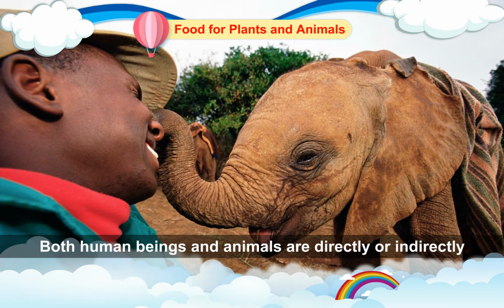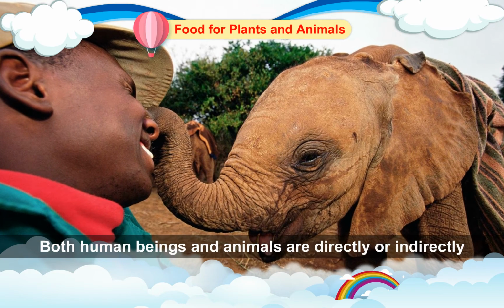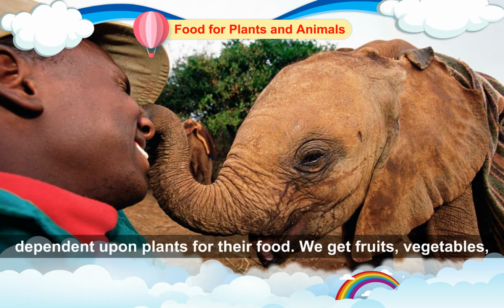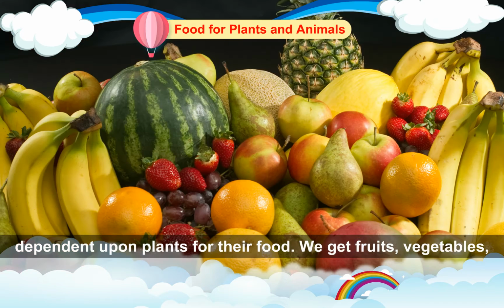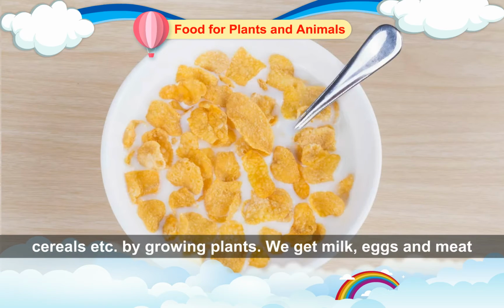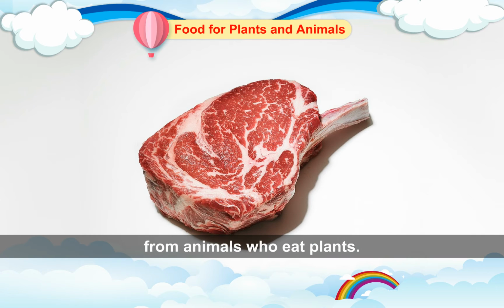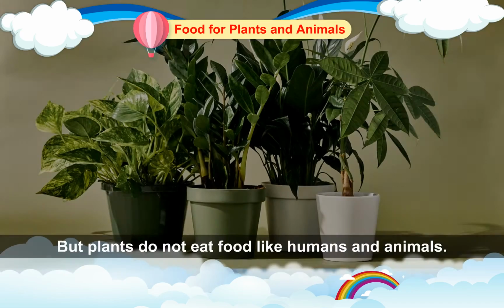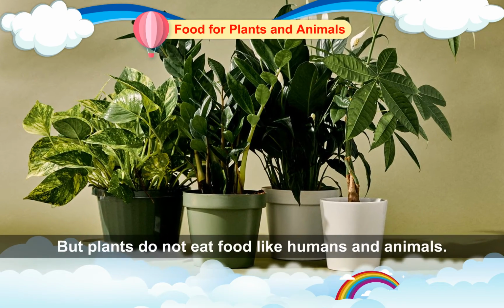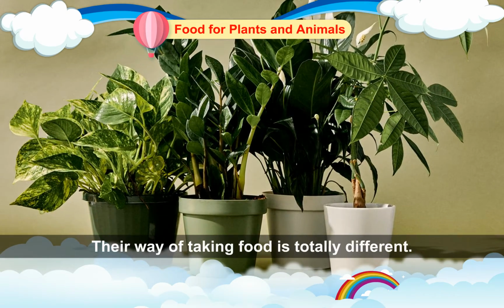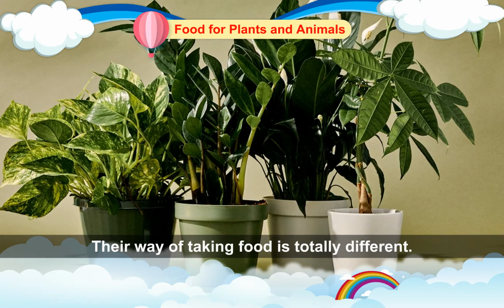Both human beings and animals are directly or indirectly dependent upon plants for their food. We get fruits, vegetables, cereals, etc. by growing plants. We get milk, eggs, and meat from animals who eat plants. But plants do not eat food like humans and animals. Their way of taking food is totally different.